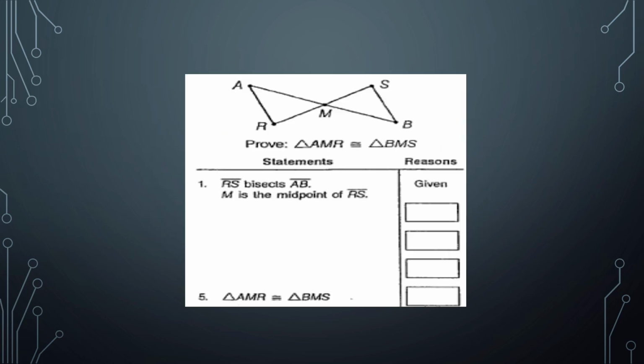Okay, here's a proof using triangles now. So our given information's already been filled in for us. Namely that we have RS, that segment bisecting AB. That guy bisects AB, the segment. And M is the midpoint of RS. That's our given information. Okay, so again, our last statement should automatically be this triangle congruent statement.